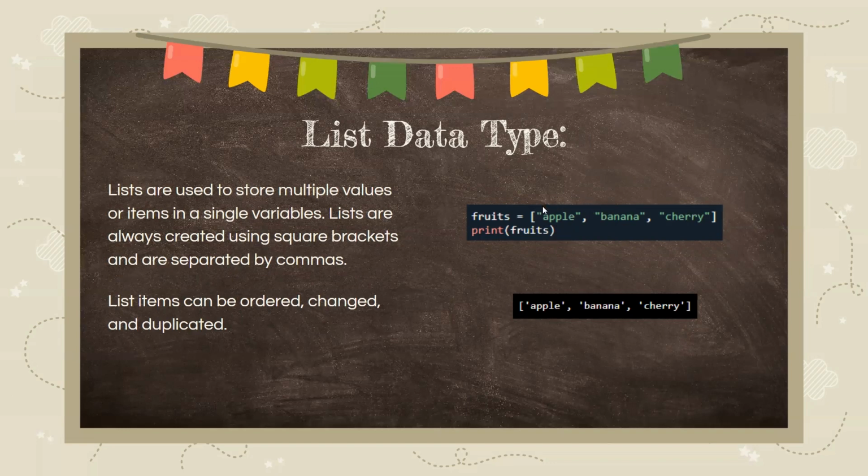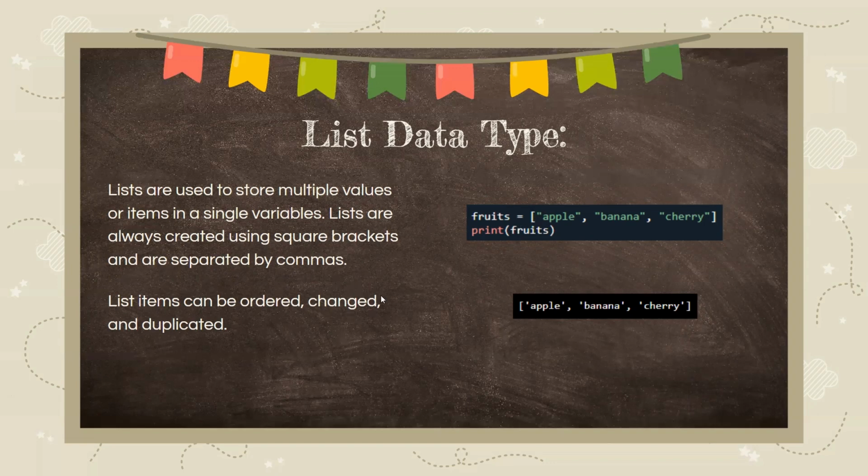Then first value is 0, then it's 1, then it's 2. So even though cherry is your third value, when you order it up according to Python, the value of it will be 2 because we're starting from 0. I hope that makes sense.